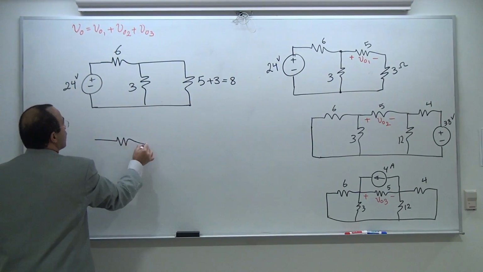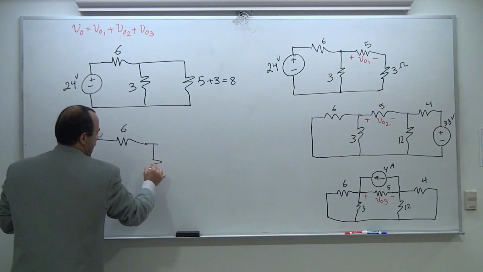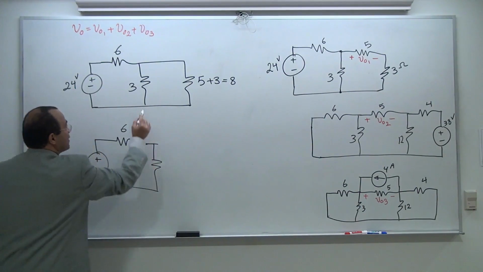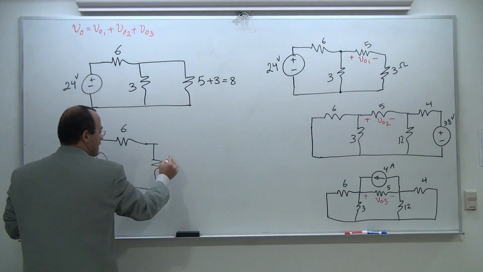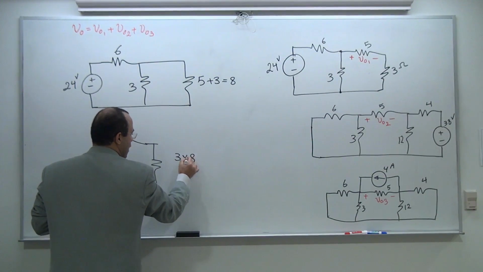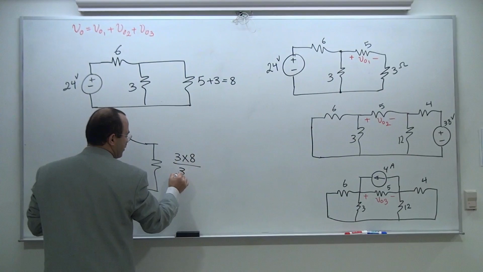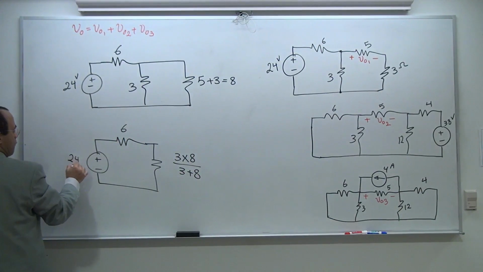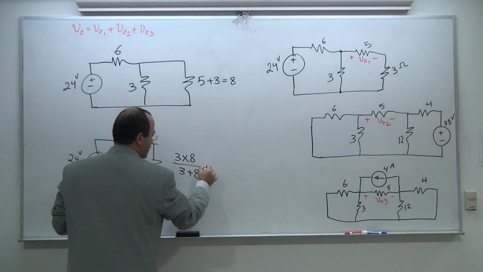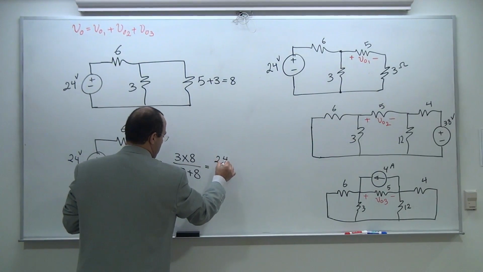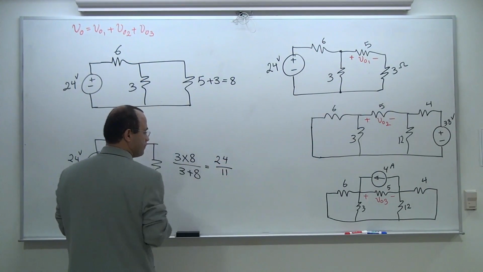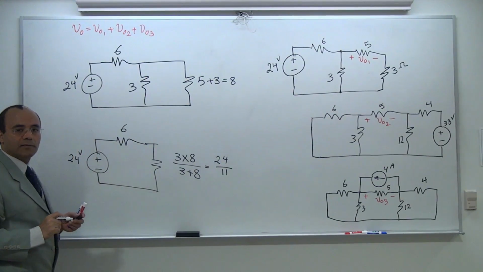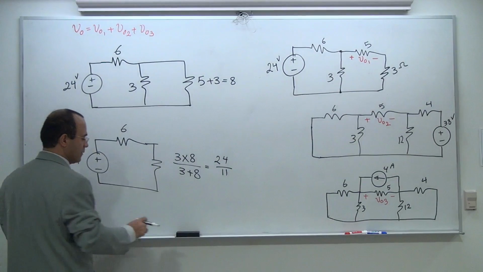The next time I'm going to have 6, and I'm going to have this one. As I said, because this is only two resistors, I can enjoy the simplicity of 3 times 8 divided by 3 plus 8, and that's 24 volts. This one is going to be 24 divided by 11, almost 2.1, something like that.